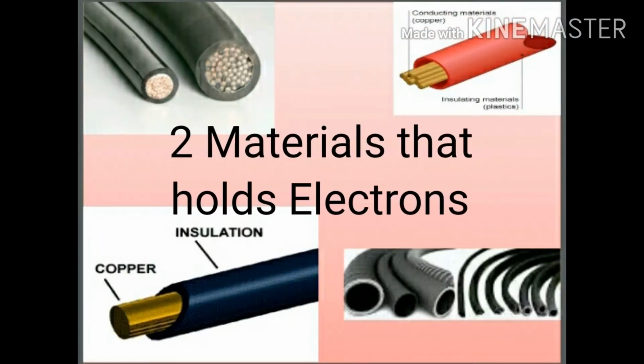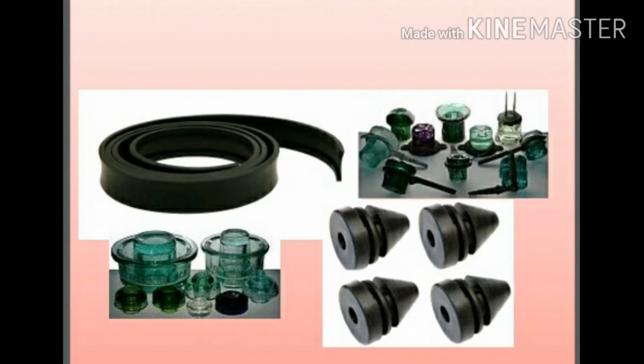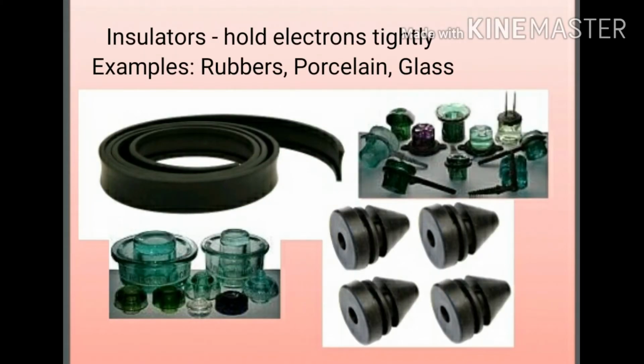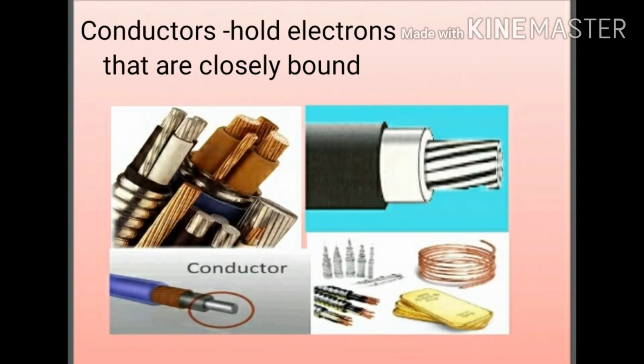There are two materials that hold electrons. First is insulators. They hold electrons tightly. For example, rubbers, porcelains, and glass. Second is conductors, wherein they hold electrons that are loosely bound.